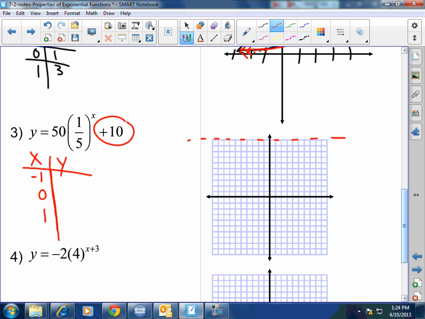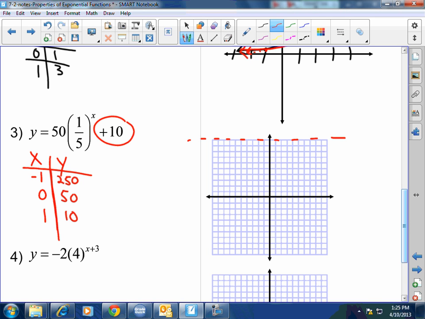When x is negative 1, I got 5 times 50, right? Which is going to be 250. When x is 0, it's 50. And when x is 1, it's 10, right? So let's go ahead and do that, and then we'll add our 10 later. Unless you want to add your 10 now. Okay. So negative 1, 250.